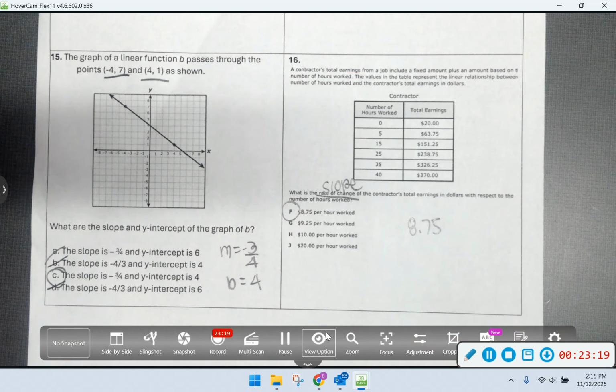All right, there's your review. Make sure you study it because this is going to be what your test is going to look like tomorrow. All right, good luck.